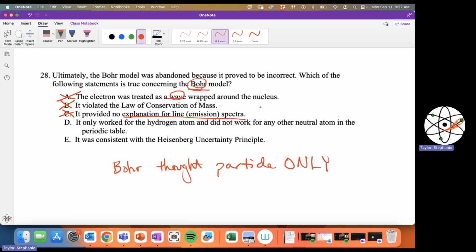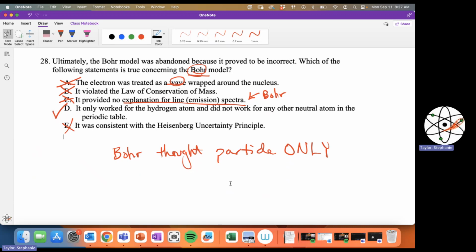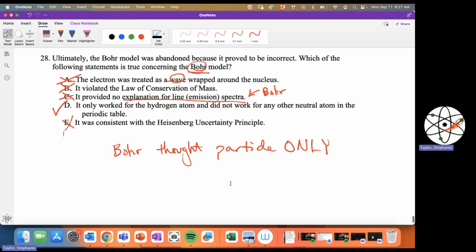Explaining the line spectra is what Bohr actually succeeded in doing. It only worked for the hydrogen atom. It did not work for any other neutral atom in the periodic table. Yes, that's the problem. It did work for hydrogen. It explained hydrogen's line spectra, but only hydrogen's line spectra. Consistent with the uncertainty principle? Also no, because that was another wave idea. So the answer is D. This is the part where you do need to know which was Bohr versus Schrodinger and what all those pieces and parts are.